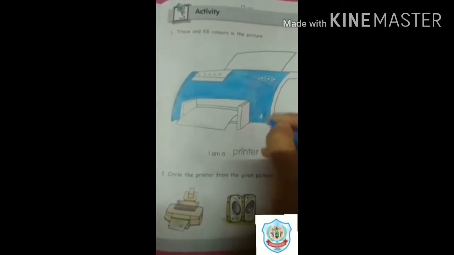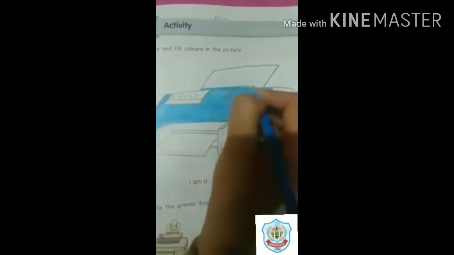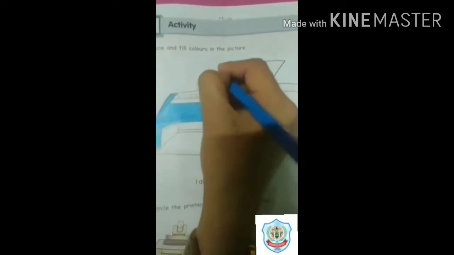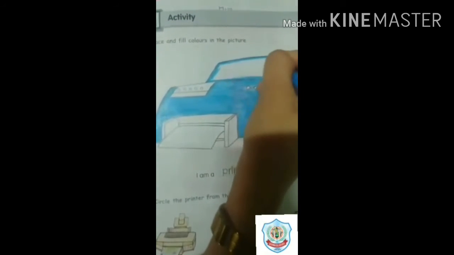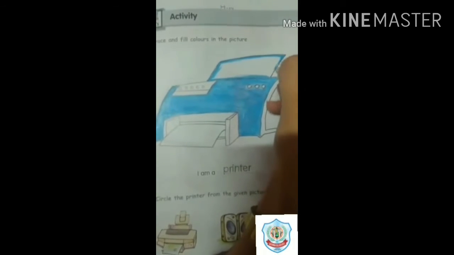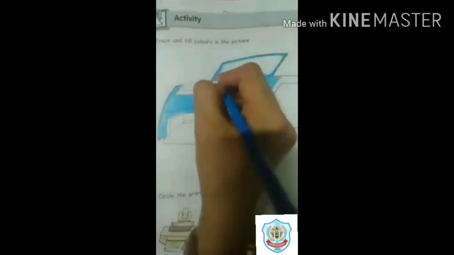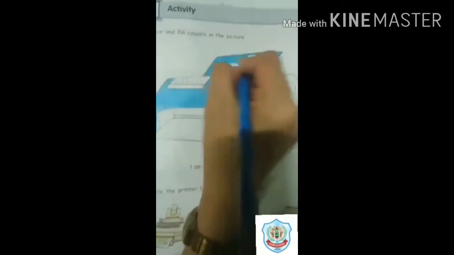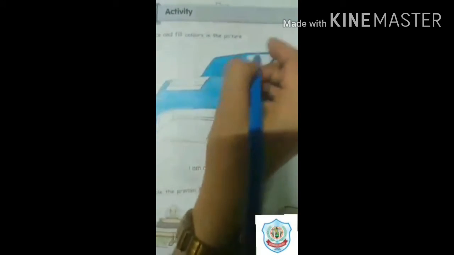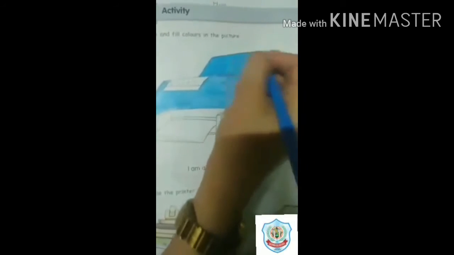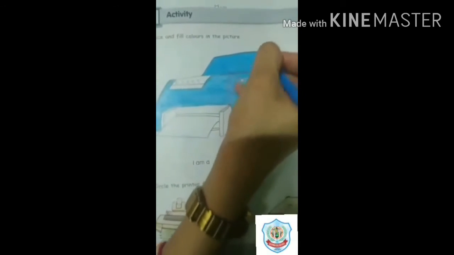Don't skip a single portion of the picture during the coloring. Now I will fill color in this portion of the picture. Students, do you know the color of the sky is blue? This is the blue color.